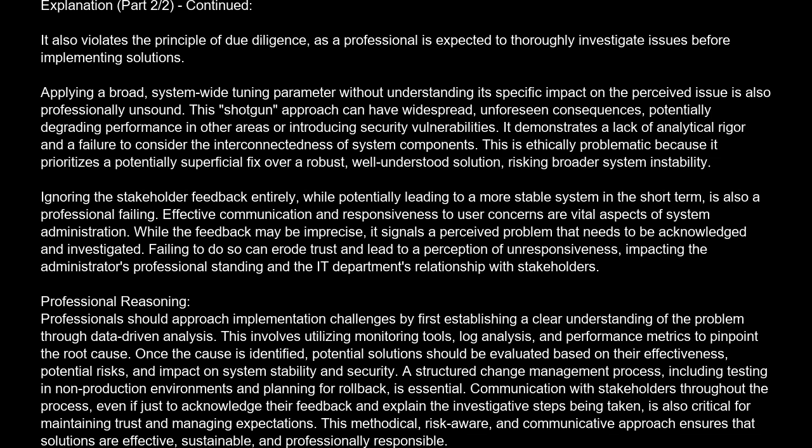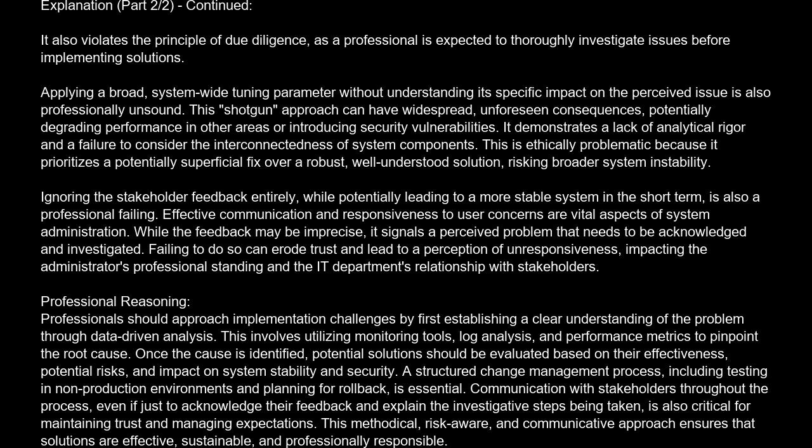solutions. Applying a broad, system-wide tuning parameter without understanding its specific impact on the perceived issue is also professionally unsound. This shotgun approach can have widespread, unforeseen consequences, potentially degrading performance in other areas or introducing security vulnerabilities. It demonstrates a lack of analytical rigor and a failure to consider the interconnectedness of system components. This is ethically problematic because it prioritizes a potentially superficial fix over a robust, well-understood solution, risking broader system instability.